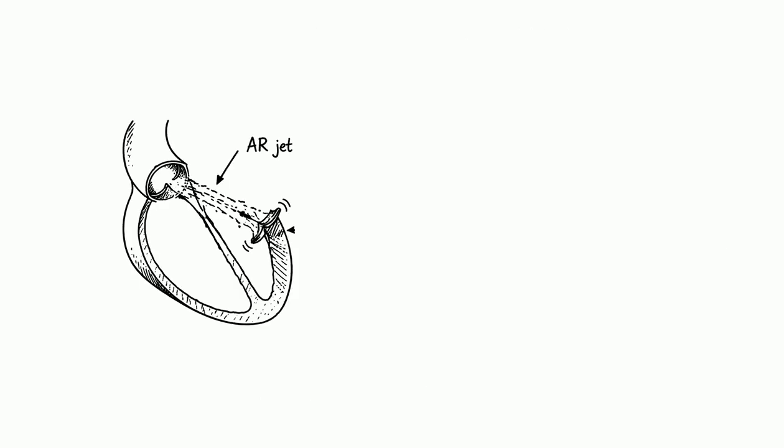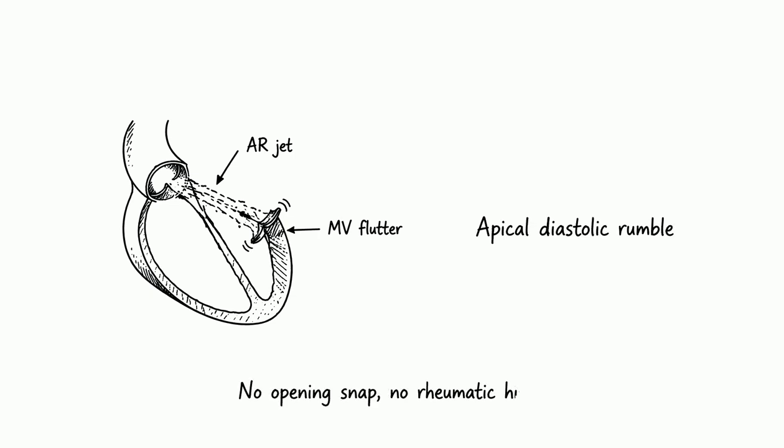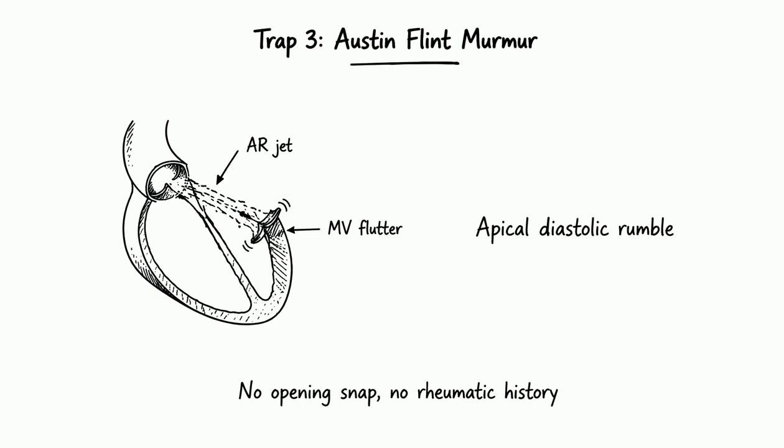Third trap, severe regurgitation can mimic mitral stenosis. The regurgitant jet hits the anterior mitral leaflet and vibrates it. That creates a low-pitched apical diastolic rumble. No opening snap and no rheumatic history favor Austin Flint.